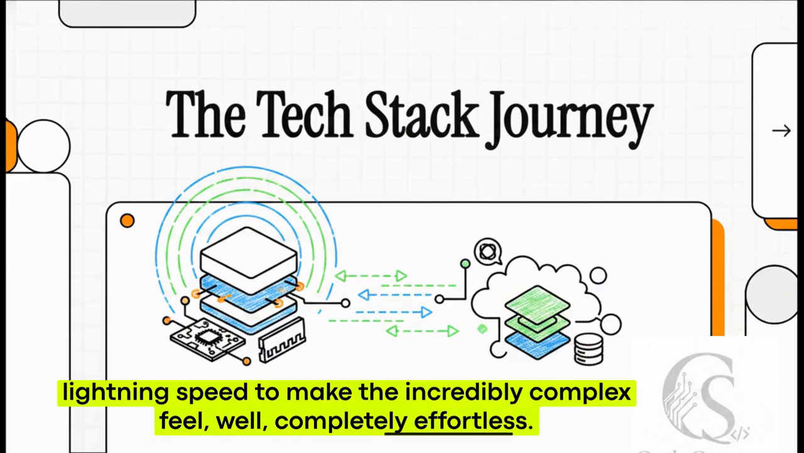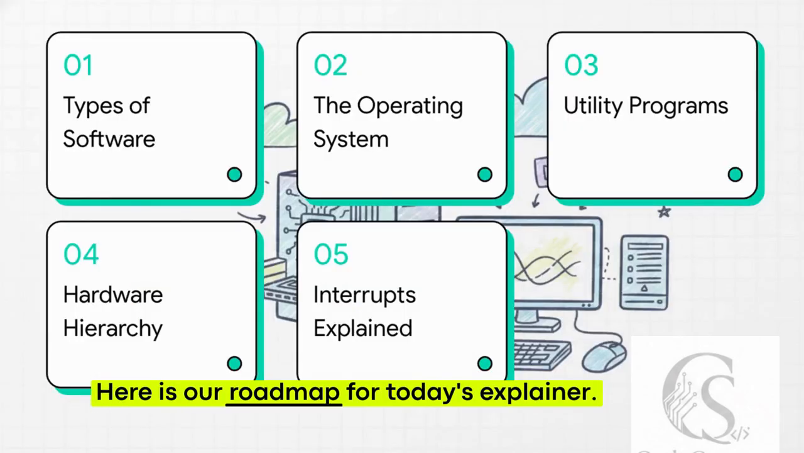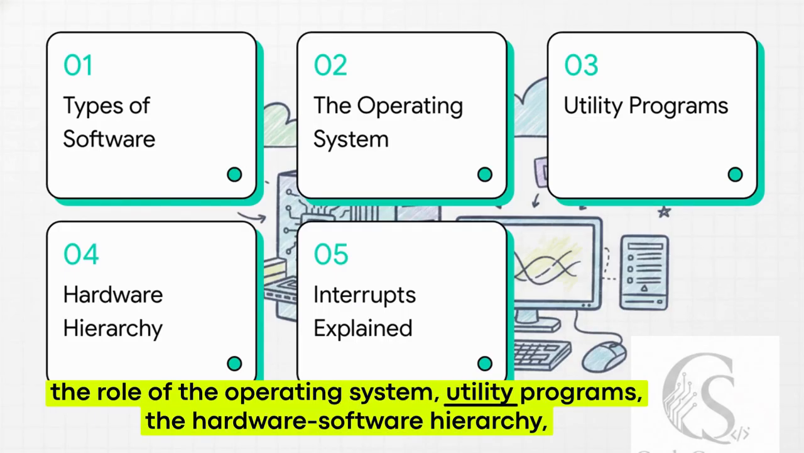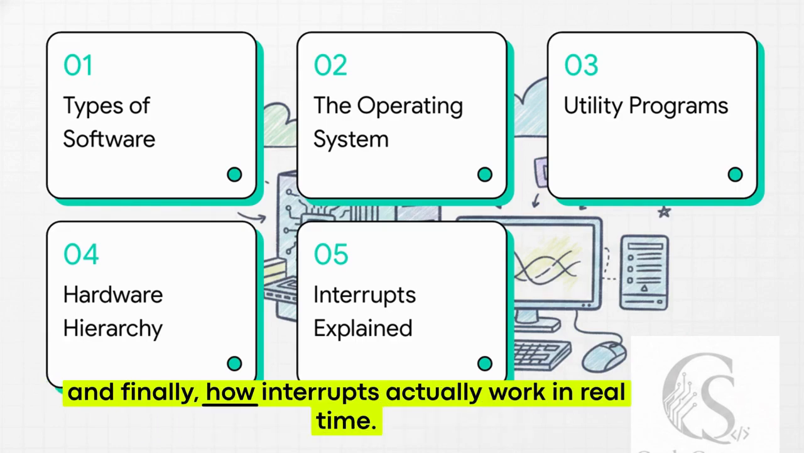well, completely effortless. Here is our roadmap for today's explainer. We'll be looking at the two main types of software: the role of the operating system, utility programs, the hardware-software hierarchy, and finally, how interrupts actually work in real time.